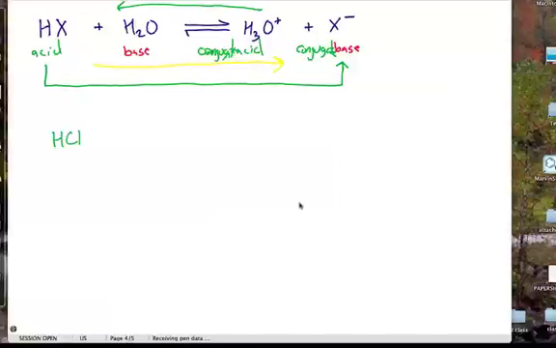So let's take a look at HCl. Let's say predict the conjugate acid. What's the conjugate acid of HCl? The difference between a conjugate acid and a conjugate base is one proton. A conjugate acid has an extra proton. So the conjugate acid of HCl would be H2Cl+, where it's gained a proton.